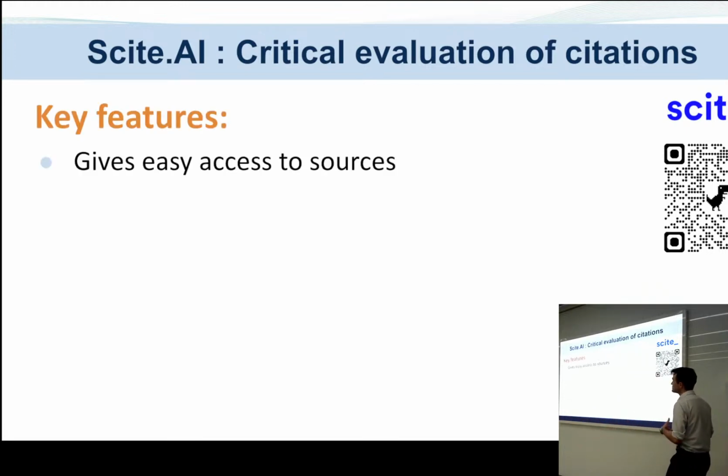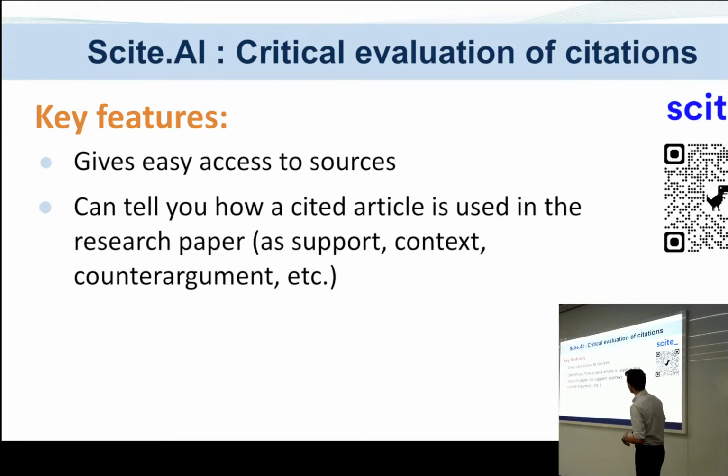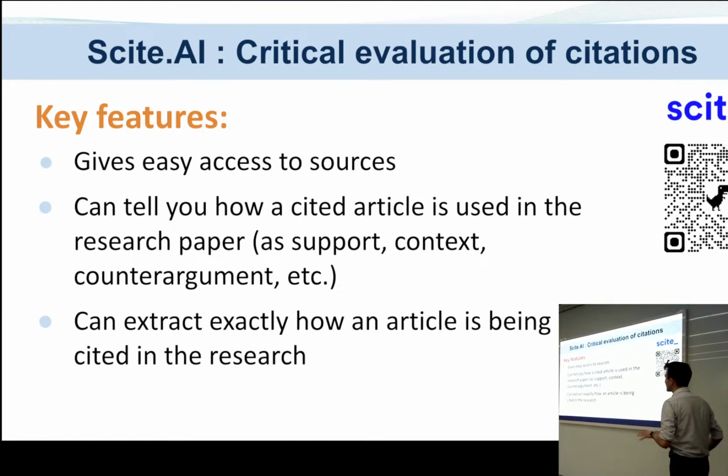So key features, it gives you easy access to sources, and can tell you how a cited article is used in the research paper. I love this one. If you go to the citations section at the end of a research paper, you don't know how they've used that research paper. You just know that they've talked about it. Is it a counter-argument? Is it a good argument? Is it a methodology that they're copying? Why did they cite it? We don't know, so you have to go and find it. It finds it for you. It can extract exactly how an article is being cited in the research.